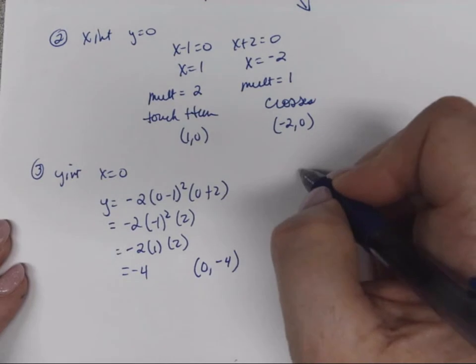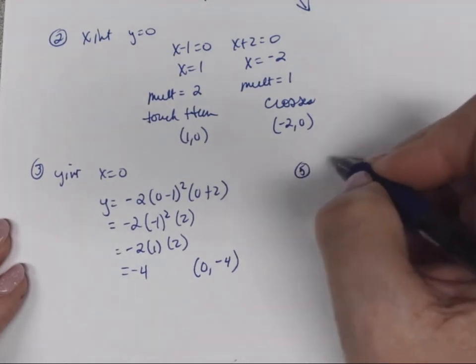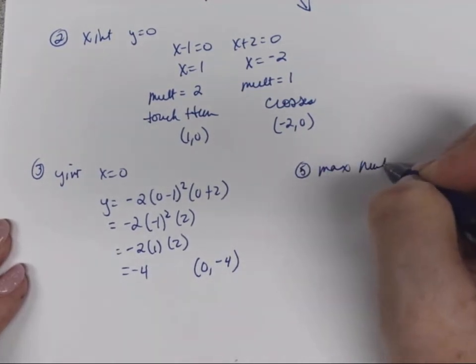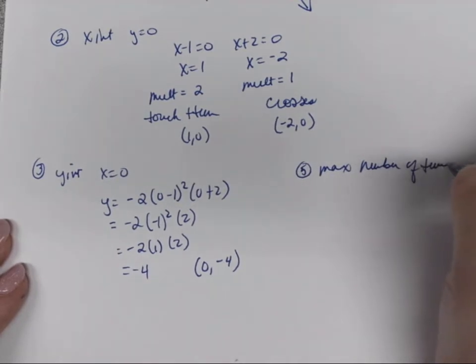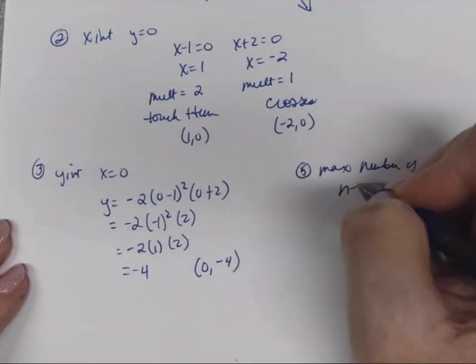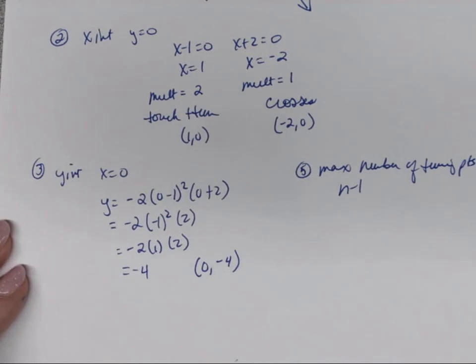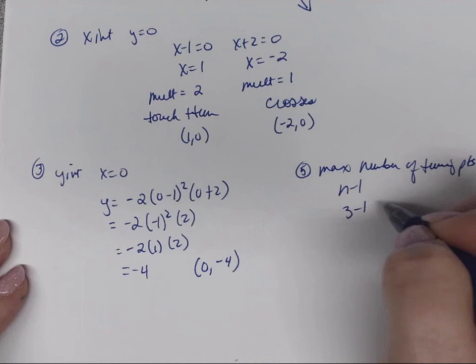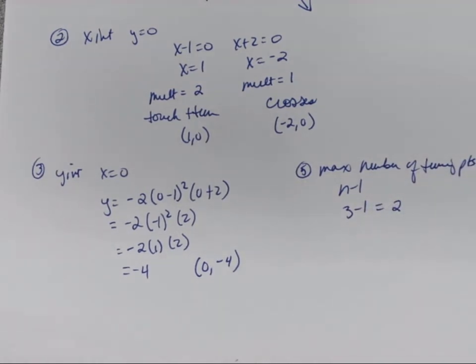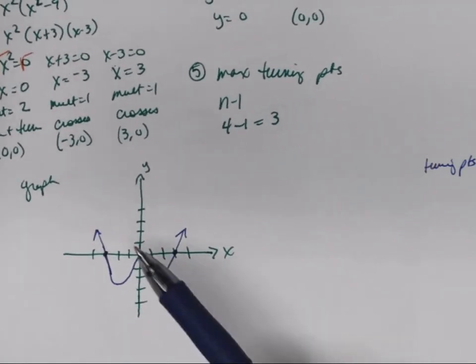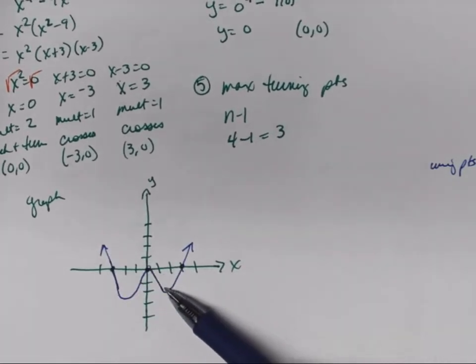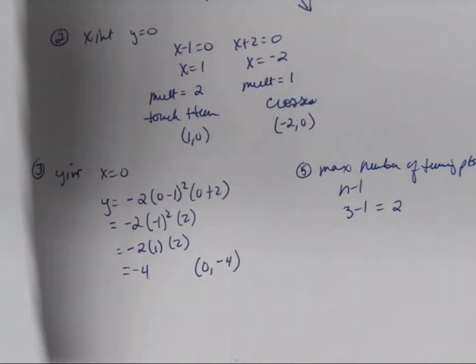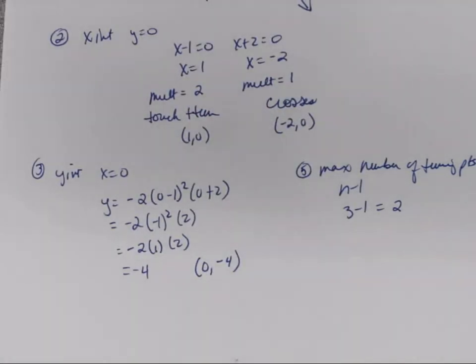All right, max number of turning points. Remember, that's n minus 1, and that n is the degree. Our degree was 3, so 3 minus 1 is 2. And on the last one, we didn't talk about that after we did it. So turning points, how many is it turning? That's what you're looking at. Their max number of turning points will be 3, and this one we're going to have 2. Like, how many times does it change direction?